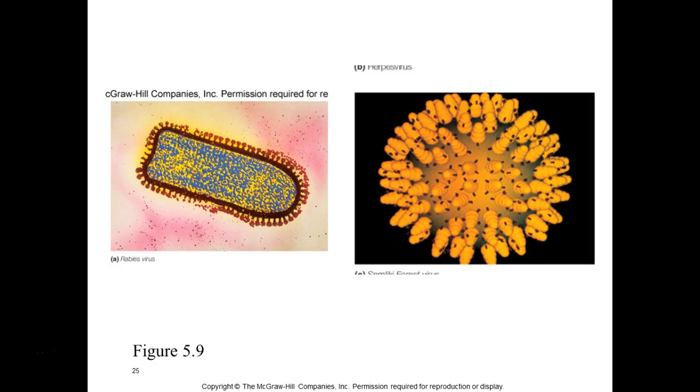So when you look at these pictures, here is the rabies virus. It has these characteristic spikes. Here's a herpes virus. You see these characteristic spikes sticking out of the envelope.